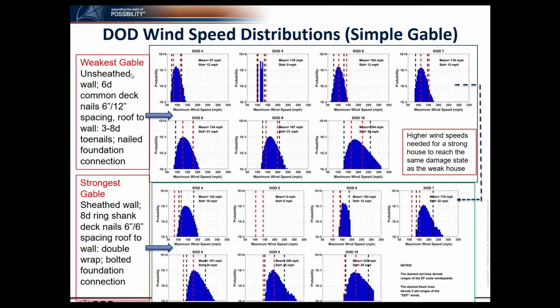The weakest gable case has unsheathed walls, weak toenails, and the foundation is nailed. The strongest gable has a sheathed wall, a very strong roof-to-wall connection, double wrap, and the foundation is bolted. You can see that because of the strength differences, the mean wind speed increases significantly. For example, for DOD6, the mean wind speed is 110 mph for the weak case, whereas for the strong case, it's 163 mph.